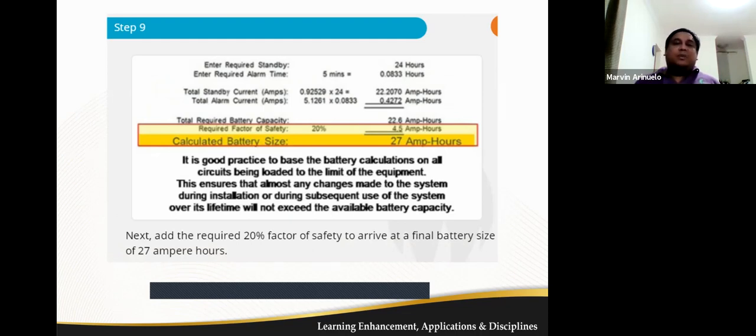And again, it is good practice to base the battery calculation on all circuits being loaded to the limit of the equipment. This ensures that almost any changes made to the system during installation or during subsequent use of the system over its lifetime will not exceed the available battery capacity. Next, apply the required 20% factor of safety to arrive at the final battery size. So what you will do, 22.6 multiplied by 1.2. What is 20% of 22.6? That is around 4.5 amp hours. So 22.6 plus 4.5, you will get 27 amp hours.